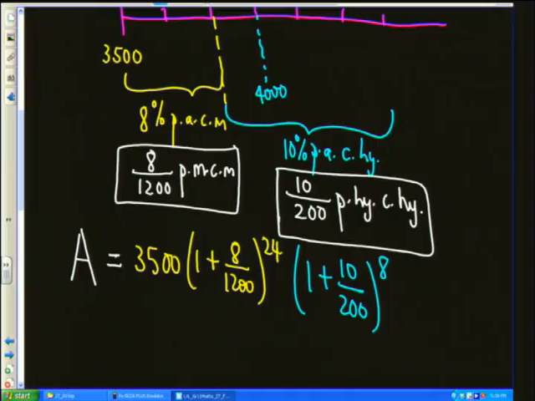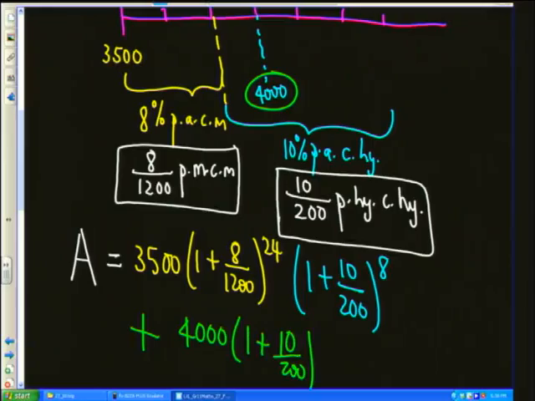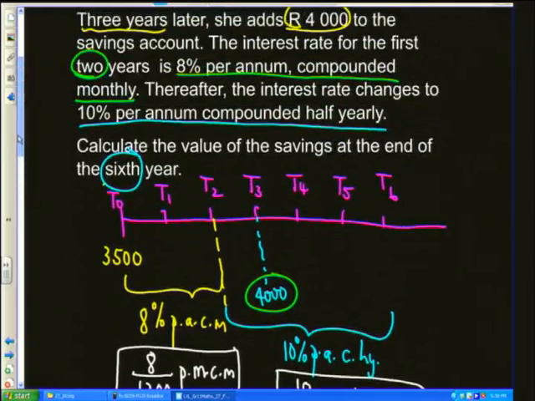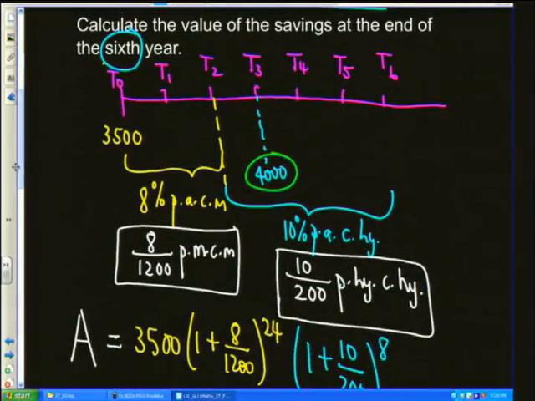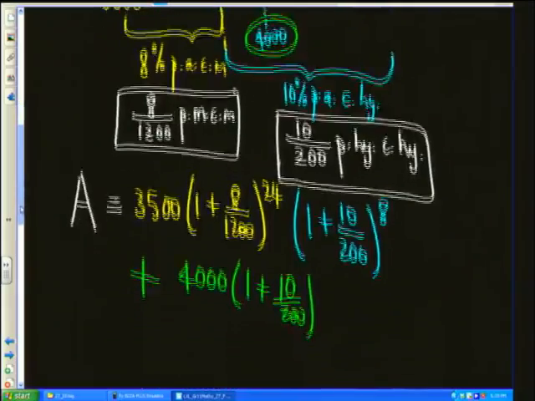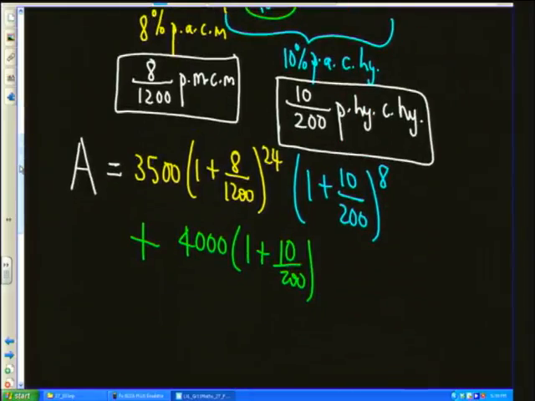Now, I'm also going to add onto that this little bit here that I've entered in my third year. So I'm going to add 4,000 onto that, and it's only going to grow at 10% half yearly. And how many half years? And we just double check that we've got this right. 3 years later means I'm going to have 1, 2, 3 years to work with, and 3 years means that there are 6 half years, or 6 periods that I'm going to be compounding that for.